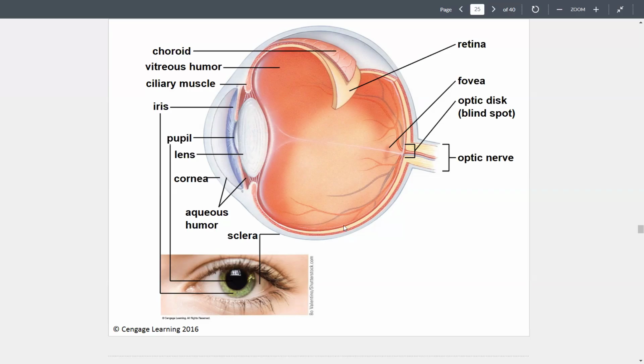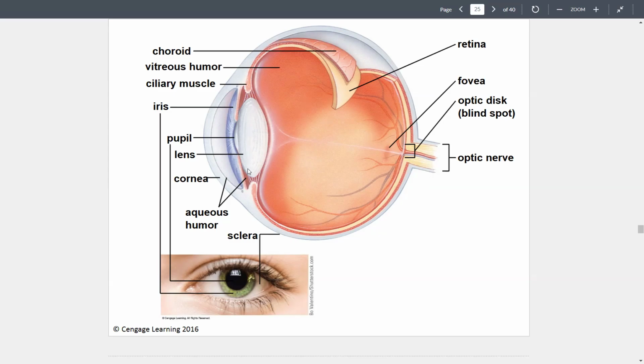The white of your eye is called the sclera. So that's this white part. And then you have all these layers inside, and they've got to be tough because they have to keep your eye solid and not collapsing.